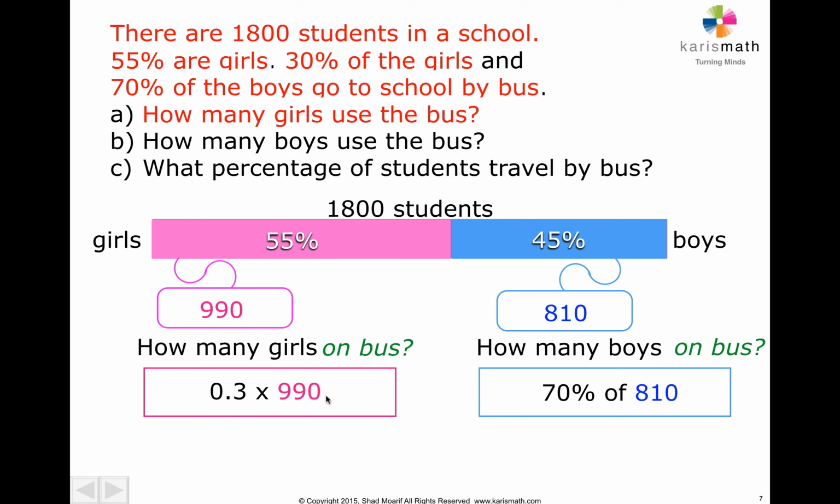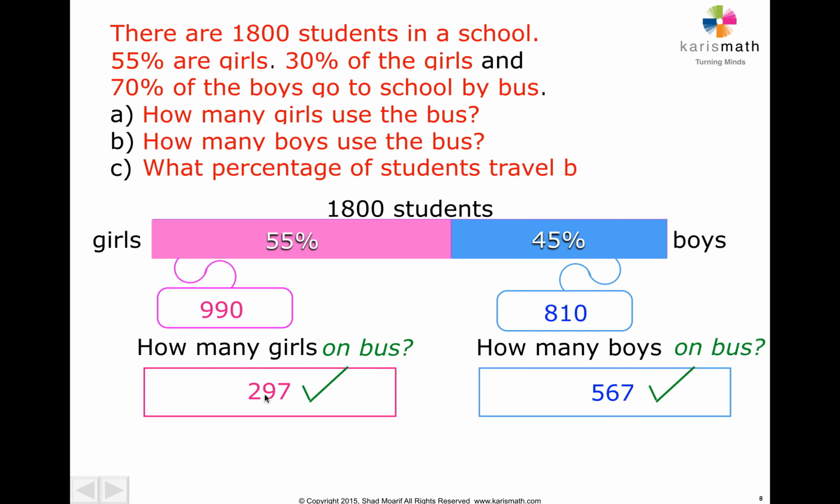How many girls use the bus? Well, 0.3 times 990. That many girls use the bus. How many boys use the bus? Well, we can work that out. We know 70% of 810. So 0.7 times 810, and we get 567 boys use the bus. So what percentage of students travel by bus? Well, let's find out how many students travel by bus altogether. How many boys and how many girls?